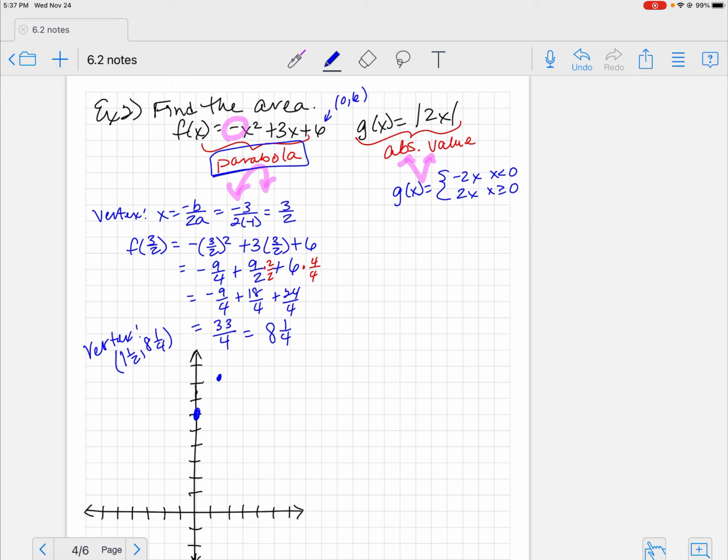Okay, here's the other thing that I know. When I graph this absolute value function, we're going to go red on it. I know I'm starting here at 0, 0. Each one of these sides is aligned with that slope. So my slope is 2. So up 2 over 1, up 2 over 1, up 2 over 1, up 2 over 1.